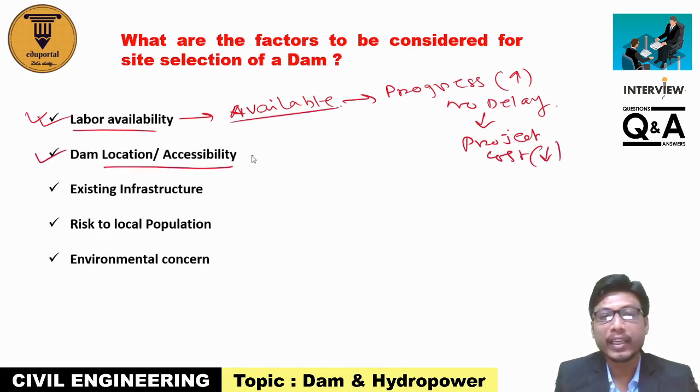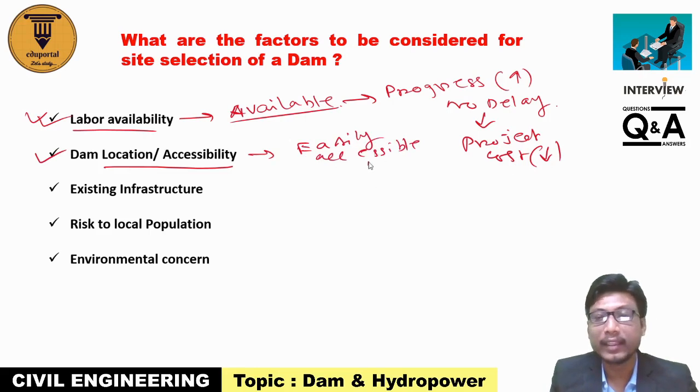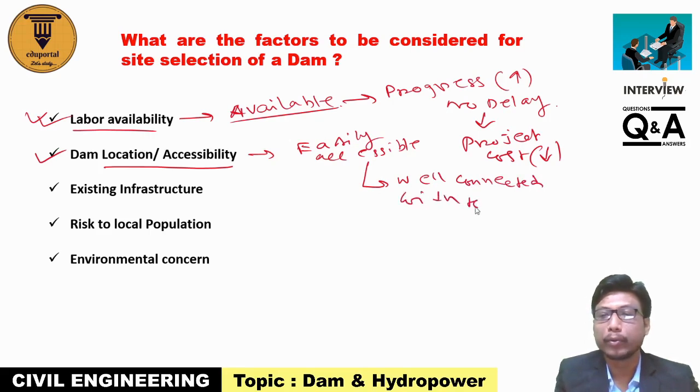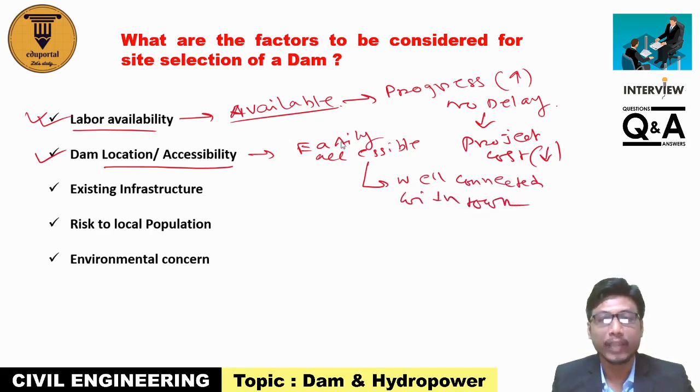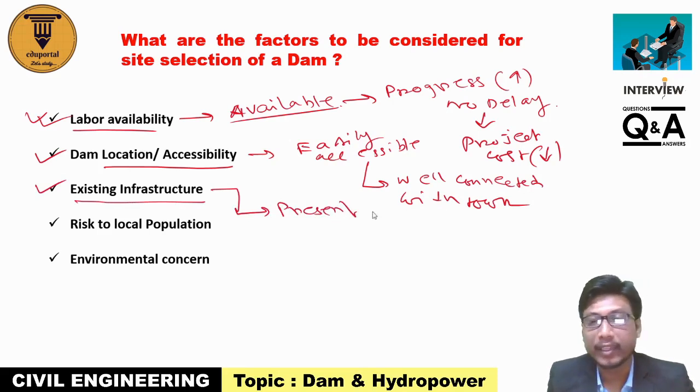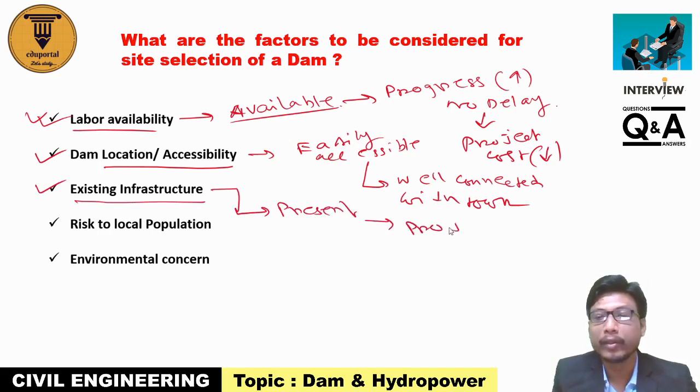Then dam location and accessibility, it should be easily accessible, and the location should be such that it is well connected with the town or the city. Okay, and then existing infrastructure should be present there. If existing infrastructure is present, then the project cost will be less.